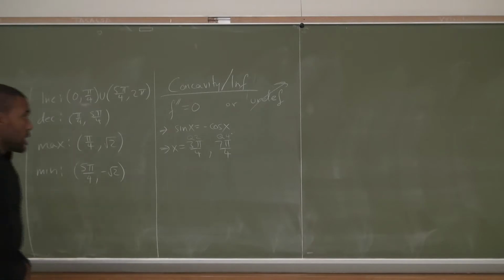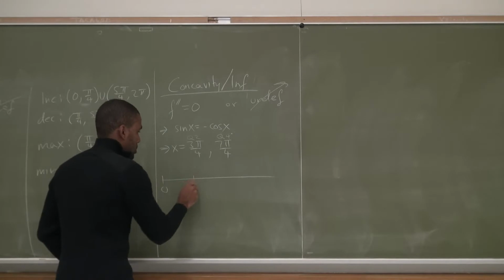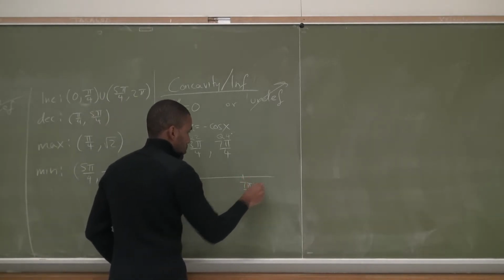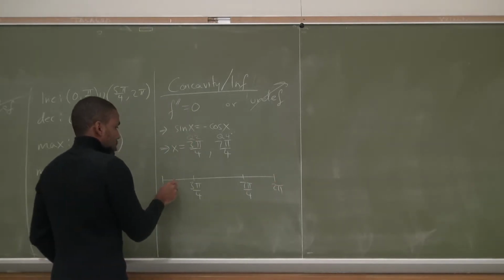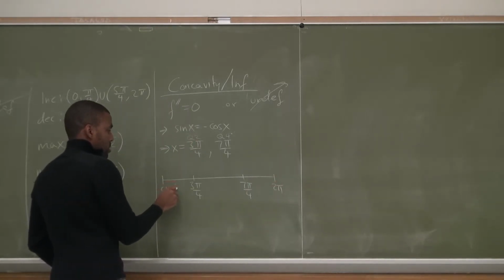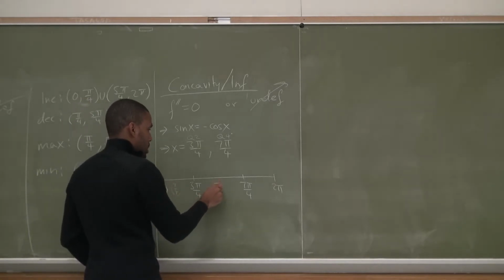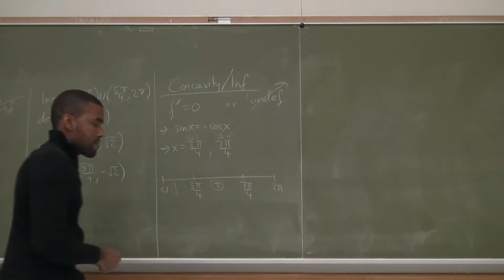Okay, so now we have to test those two values. A number over here, like pi over 4, is a nice thing. A number between here, pi is a nice number. A number between here.